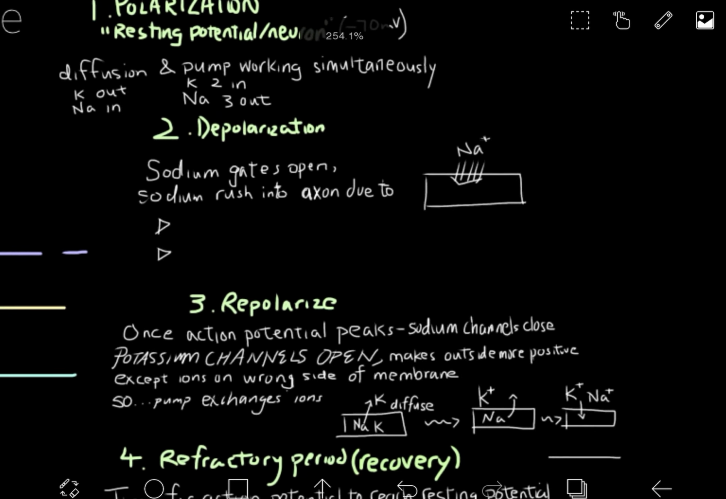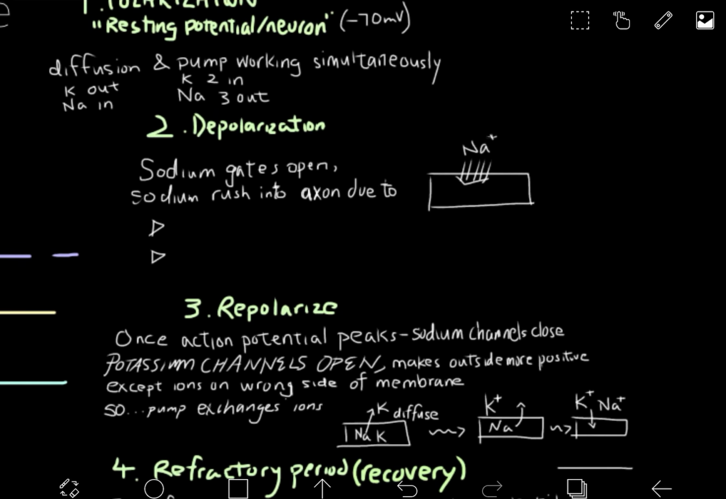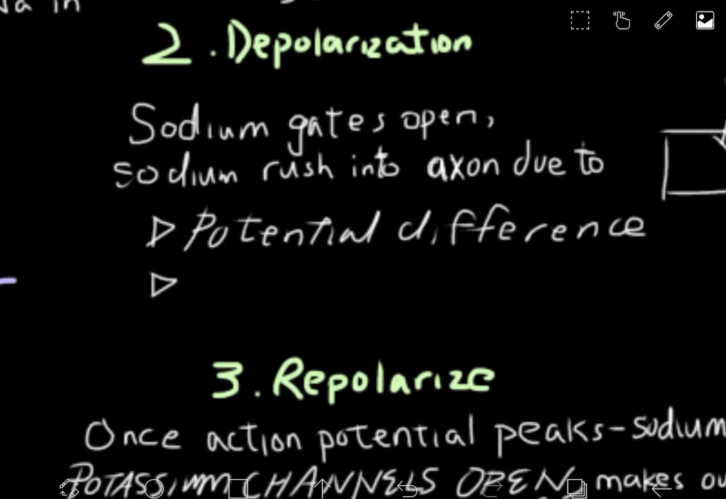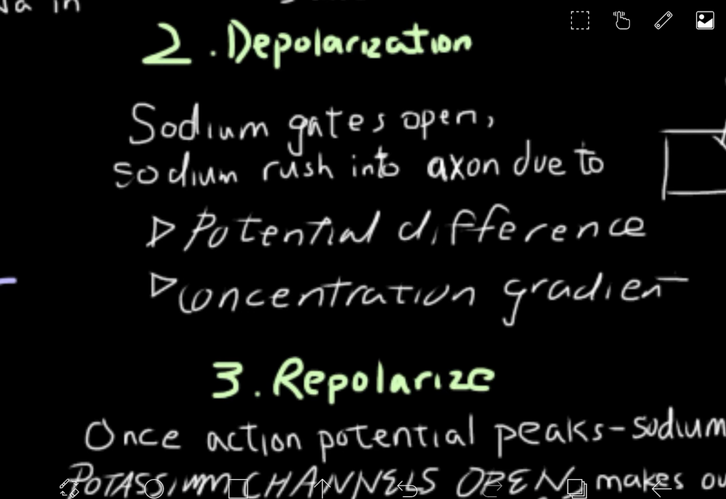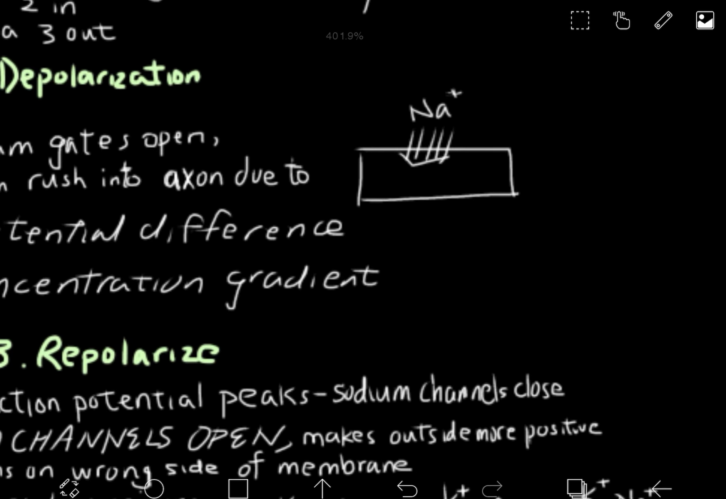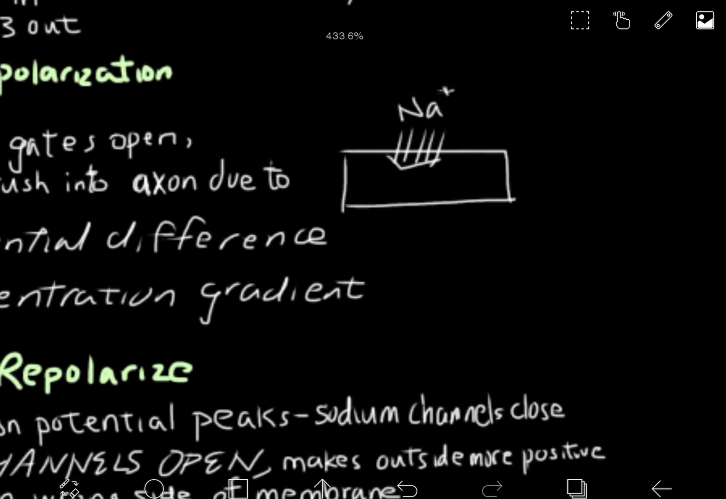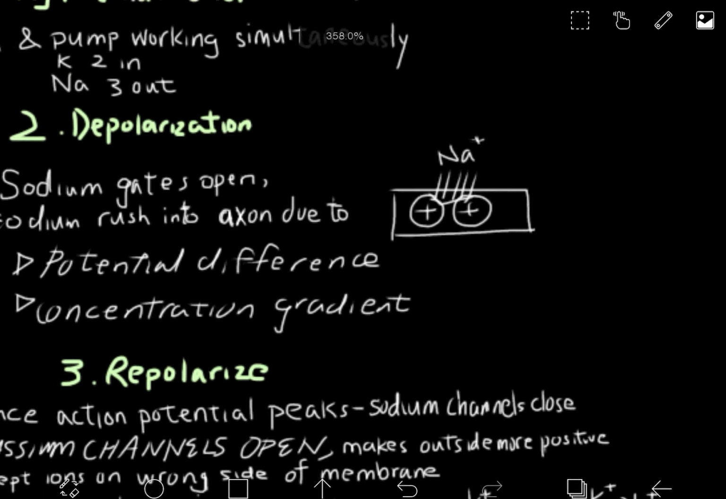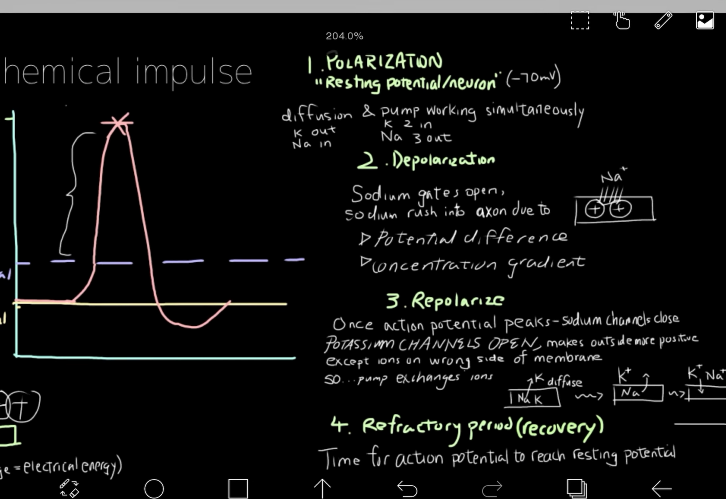Sodium gates will open, and the sodium will rush into the axon, first due to potential difference, and the second due to it moving down the concentration gradient. Okay, so the sodium will all rush into the axon, and there will be a very positive charge inside. When it reaches equilibrium, the sodium gates will close.